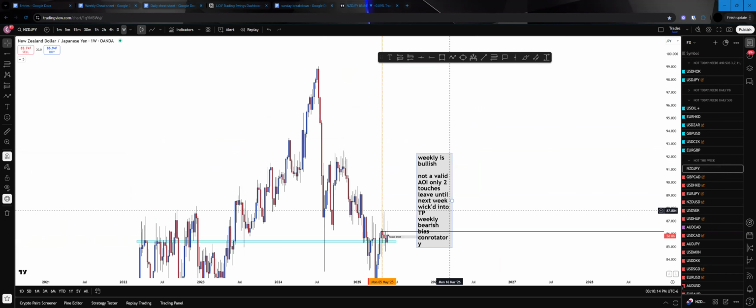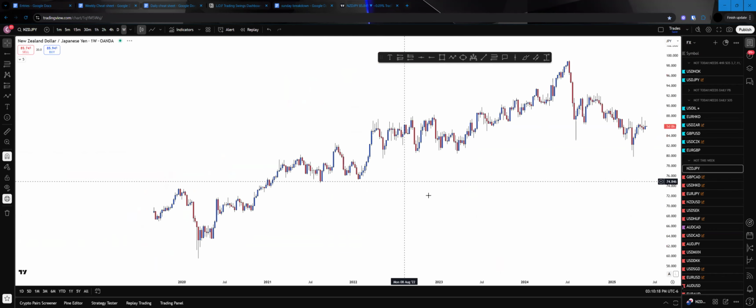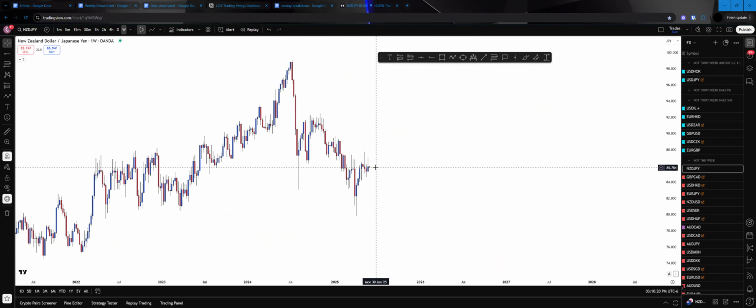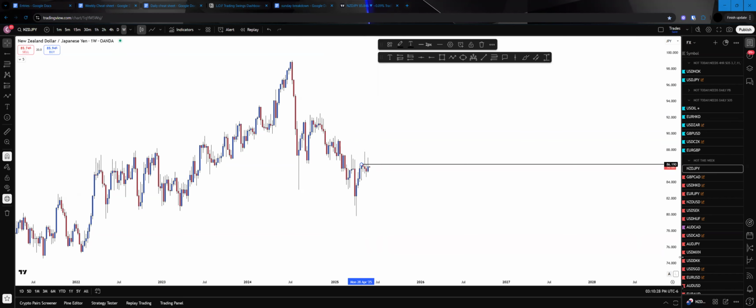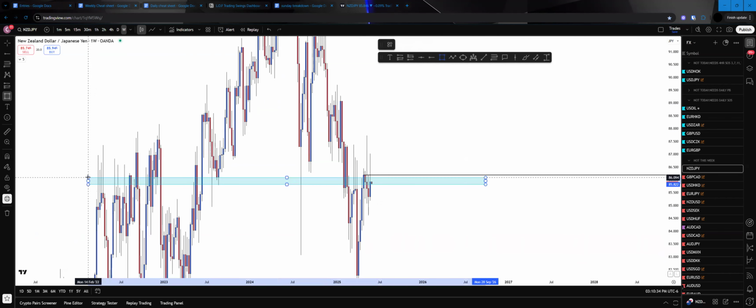NZD-JPY. Okay, we are currently bullish. Basically wicked into take profit already. Yeah, not at a valid area of interest.